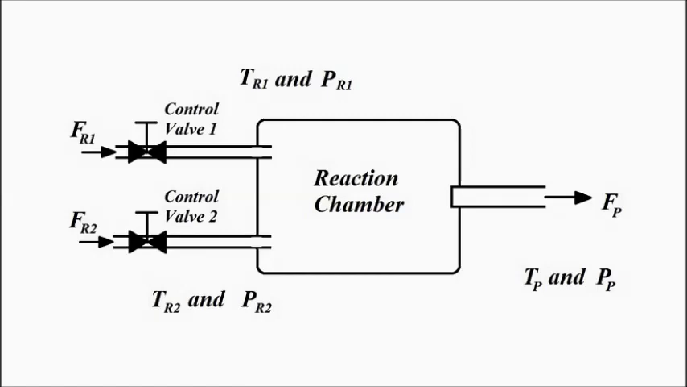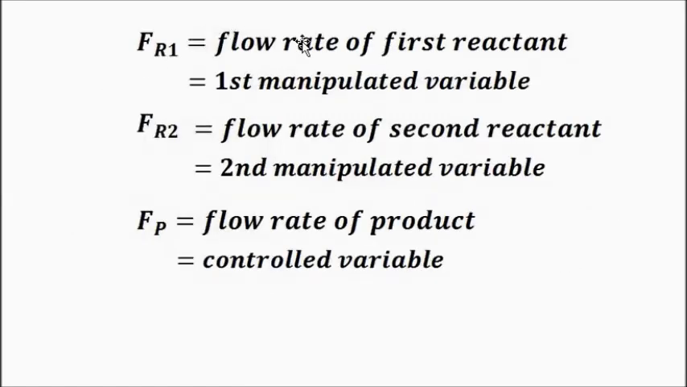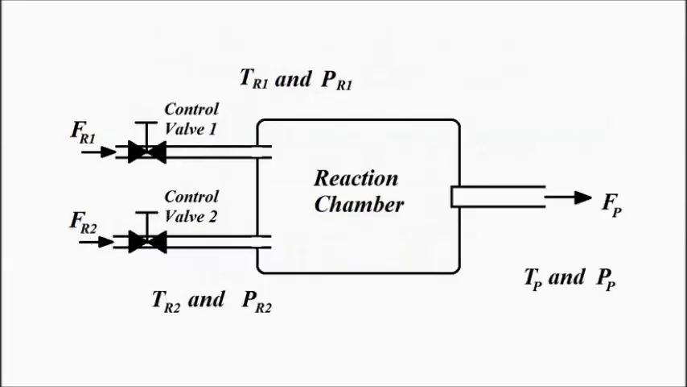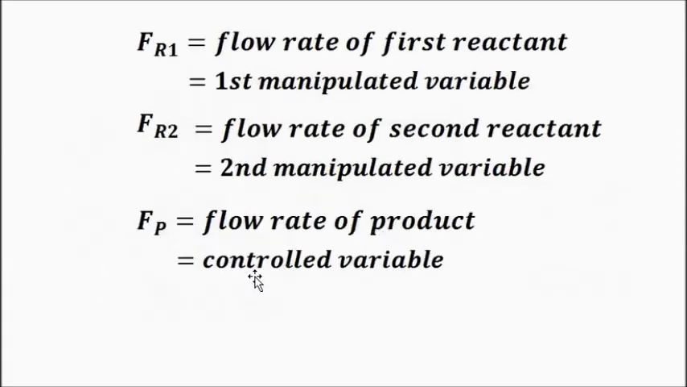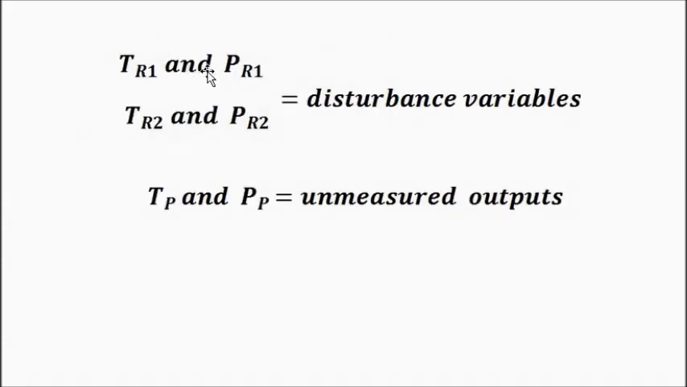Okay. So here the flow rate of the first reactant is the first manipulated variable. The flow rate of the second reactant is the second manipulated variable, which is adjusted with the help of these two control valves, the actuators. And the flow rate of the product is the control variable, which depends on the flow rate of the two reactants. Okay. And the temperature of the reactants and pressure of reactants 1 and 2 are the disturbance variables, and Tp and Pp are the unmeasured outputs.